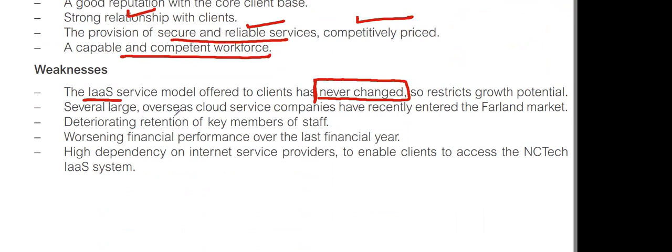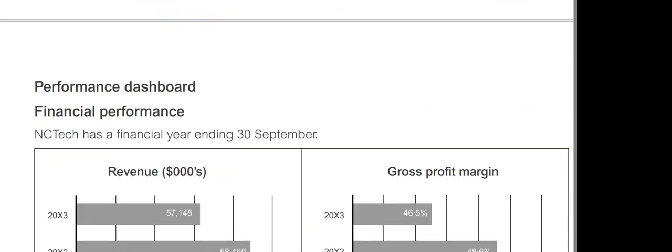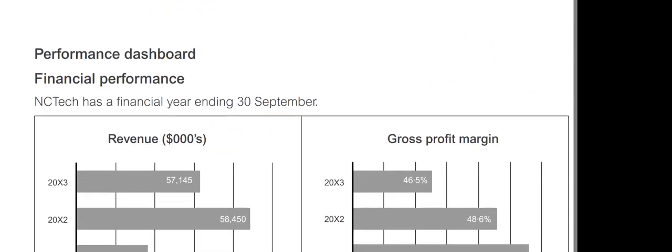Then several large overseas cloud service companies have recently entered the Farland market. And this is going to create problems, especially if they have those resources of platform and infrastructure service model. Retention of key members is deteriorating. Financial performance is worsening, and there's too much dependency on internet service providers to enable clients to access the NCTech infrastructure system. So over-dependency on those suppliers may be an issue if the internet services are not appropriate.